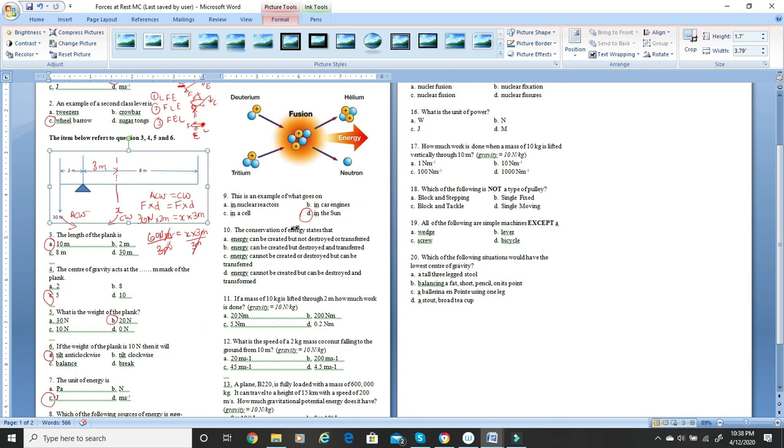The conservation of energy states that energy can be created but not destroyed. That's totally wrong. Okay, no. Energy cannot be created or destroyed, but can be transferred. So C is correct. Energy cannot be created or destroyed. However, it can be transferred.